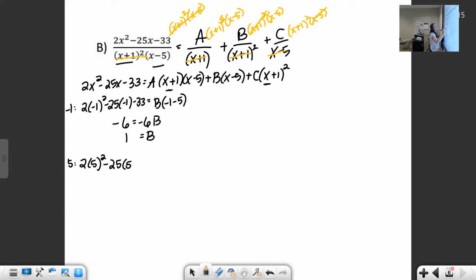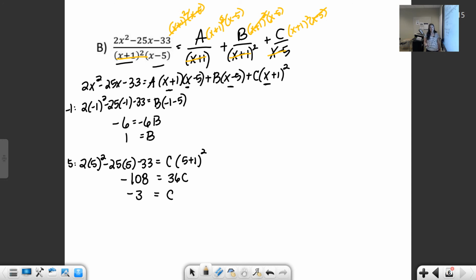So plug in the 5. If I let x be 5, then a is still going to zero out. B is going to zero out because I get the 0 in that parenthesis, but I've got c times 5 plus 1 squared. So something equals 36c, and if you do that side out, you should get negative 108. And when you divide both sides by 36, you get c is negative 3.